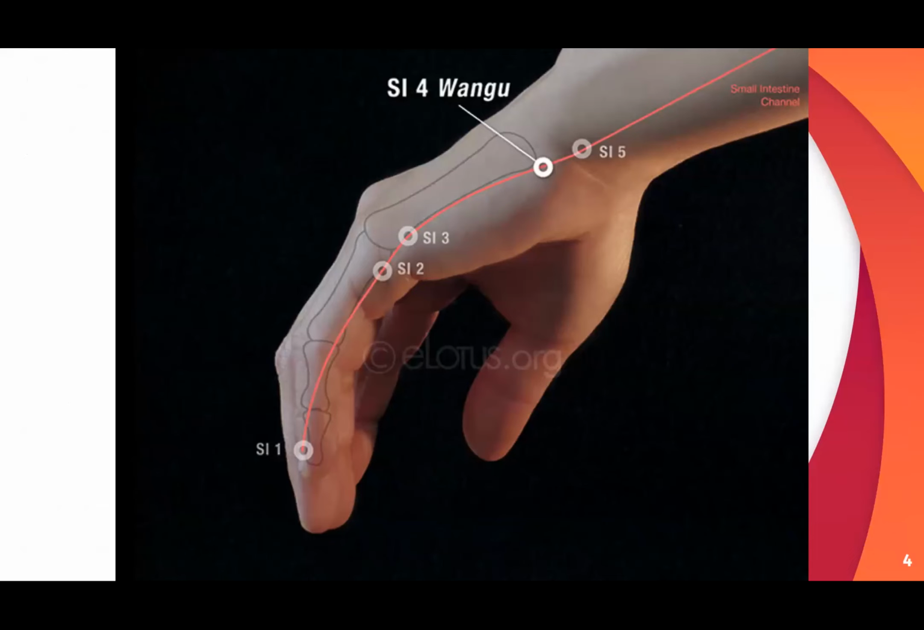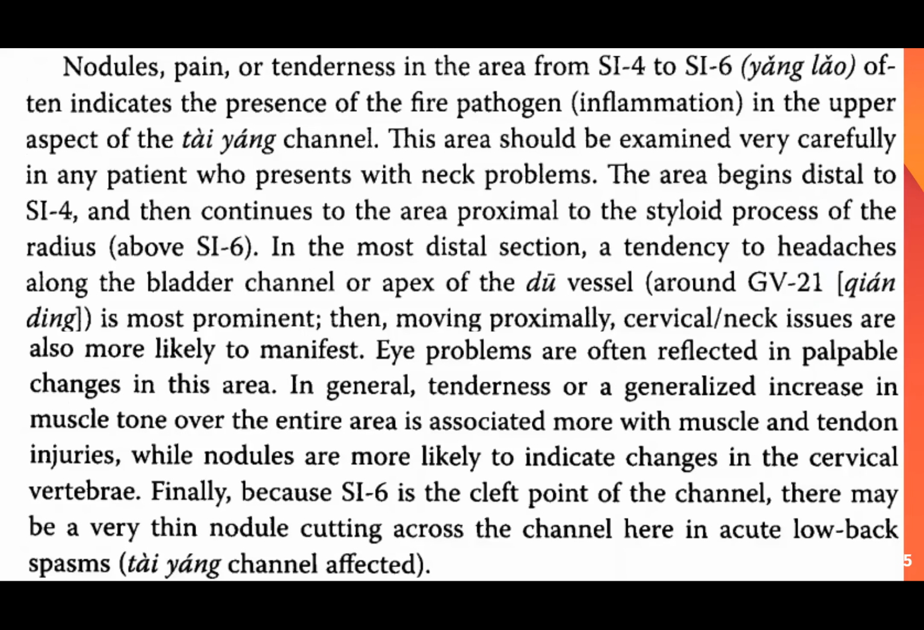So pag may nodules naman po or may pain or tenderness sa area ng small intestine 4 to small intestine 6, often indicates presence po yan ng fire pathogen. Ibig sabihin, pag matigas po ay heat kasi fire. So, inflammation in the upper aspect of Taiyang channel, pwede raw po may inflammation. So, this area should be examined very carefully in any patient who presents with neck problem. So, kapain nyo yung area na yan.